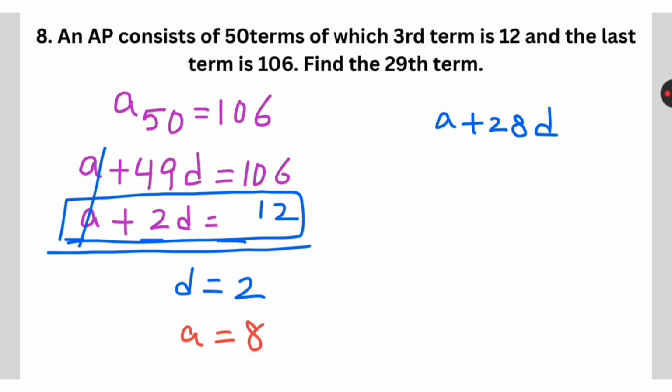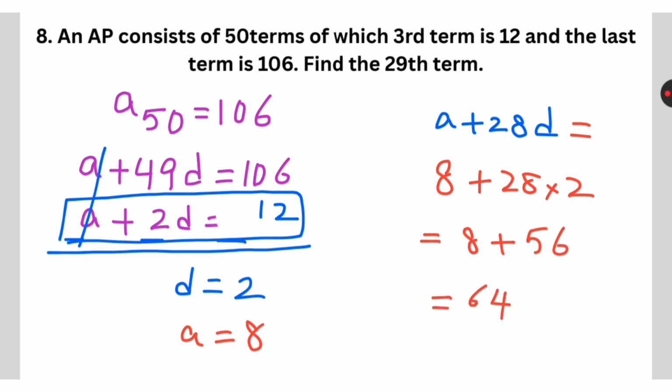Now substitute this first term and common difference in the 29th term. So what is A? 8 plus 28 times, what is d? Which is 2. 28 times 2, that is 28 doubled, is 56. 56 plus 8 gives 64. So the 29th term is 64.